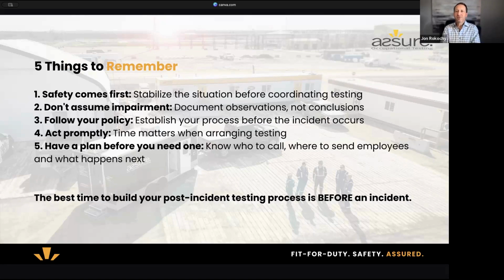So, bringing it to a close, some things to remember. Number 1, safety comes first. Stabilize the situation before coordinating testing. Number 2, don't assume impairment. Document observations, not conclusions. Number 3, follow your company policy. Number 4, act promptly. Time matters when arranging testing. Medical attention first, quickly after is testing. Number 5, have a plan before you need one. Know who to call, and make sure your team knows who to call and where to send employees.